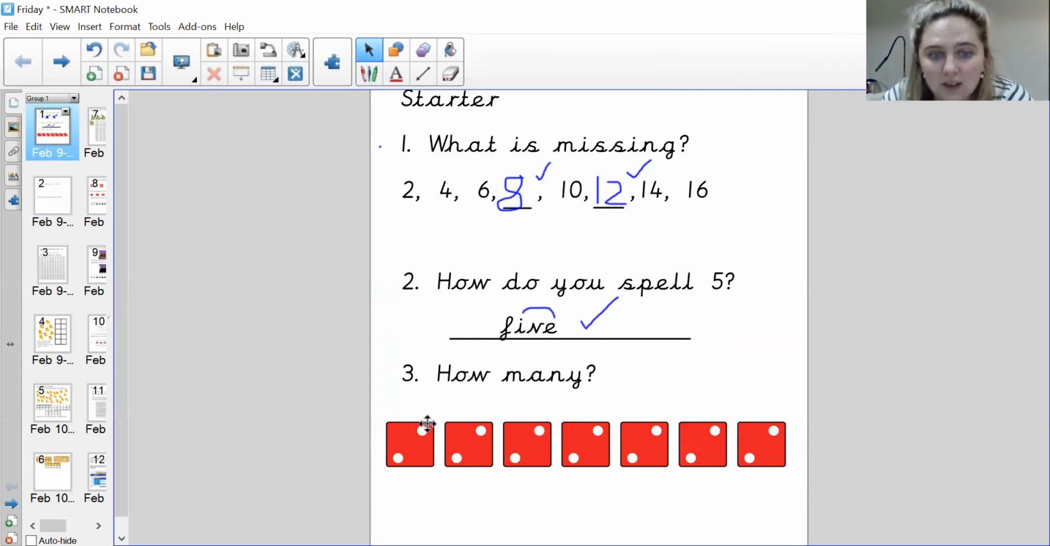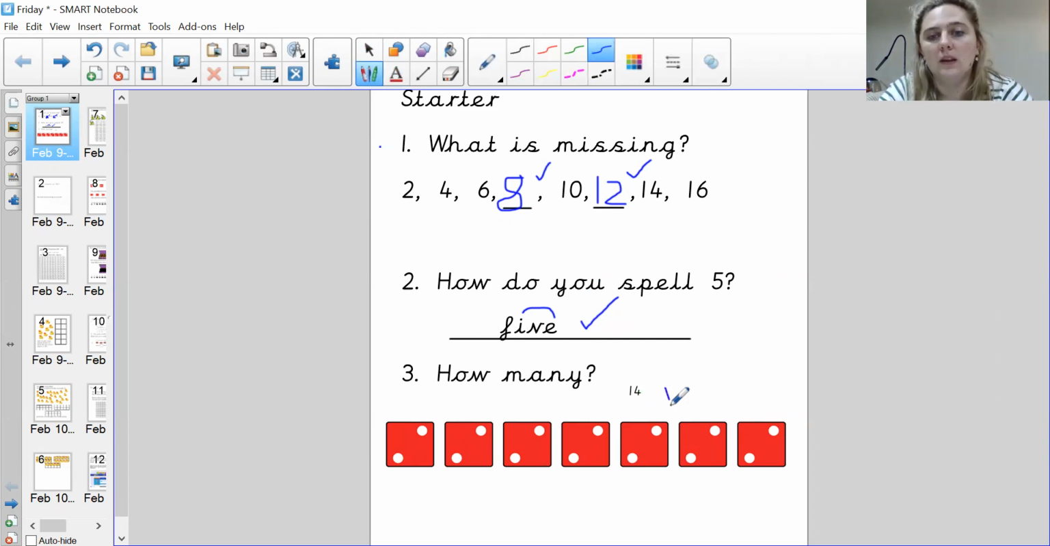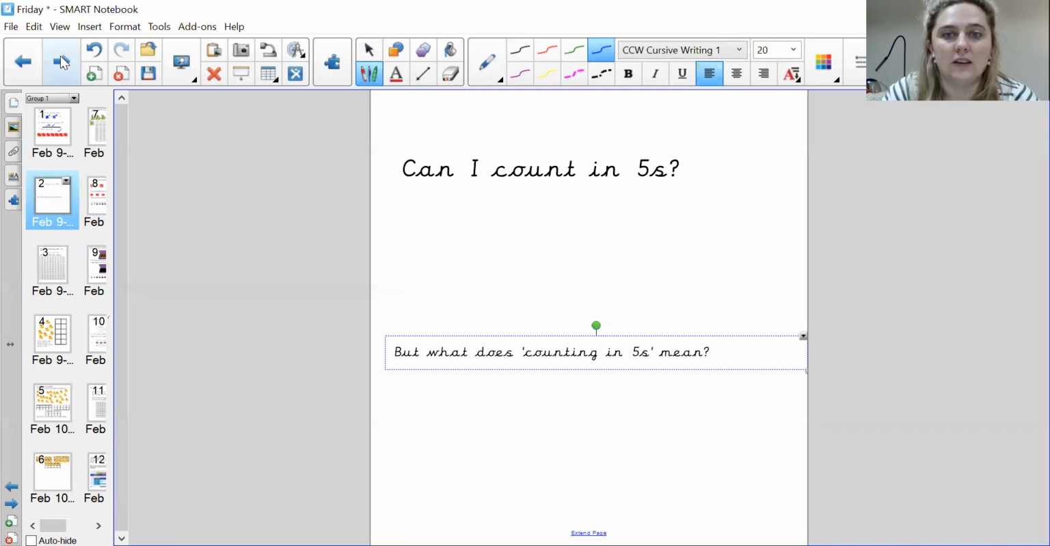Okay, and how many dots? Let's see. 2, 4, 6, 8, 10, 12, 14. So give yourself a tick if you wrote the number 14. Tick. Well done. Right, let's get started.